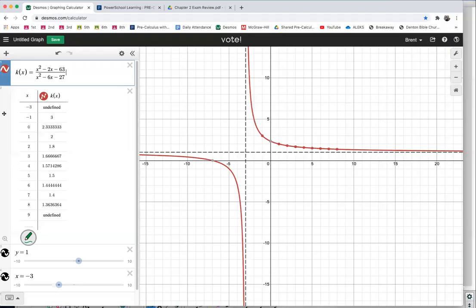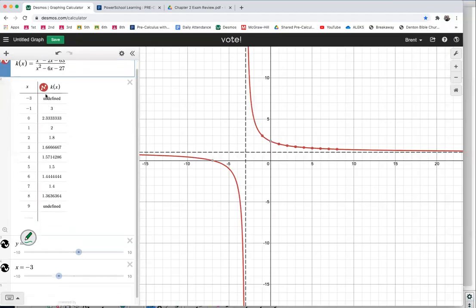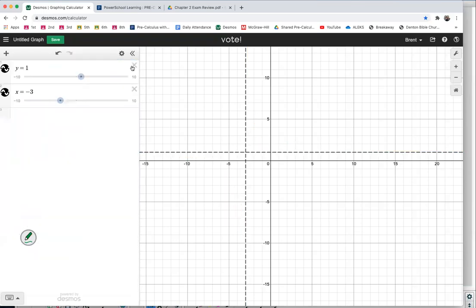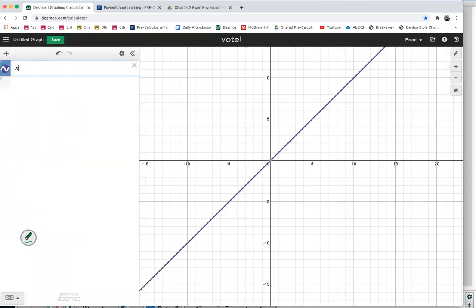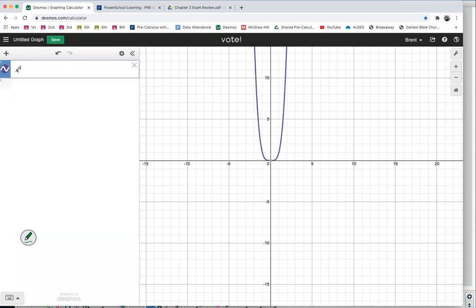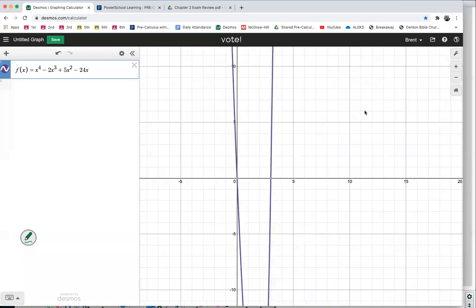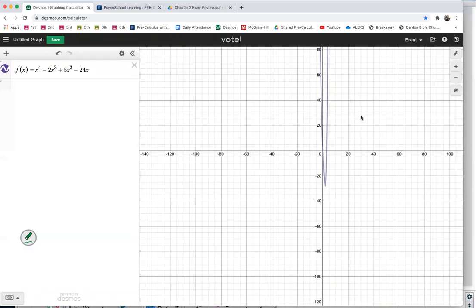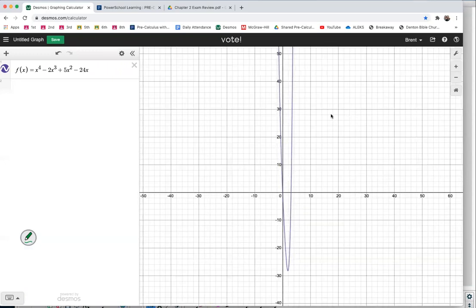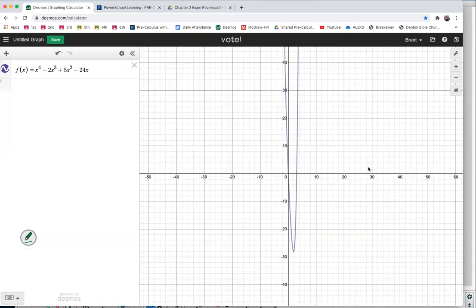So x to the 4th, we'll go over to Desmos. Clear this out. X to the 4th. I can't remember if they called it f of x or what they called it. Whoa, what did I do there? f of x. There we go. What comes next? x to the 4th minus 2x cubed plus 5x squared minus 24x. All right, so when we look at this problem, how many zeros do you see? How many times does it cross the x-axis? 2 times.